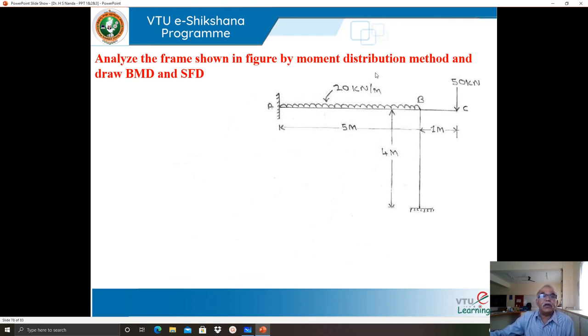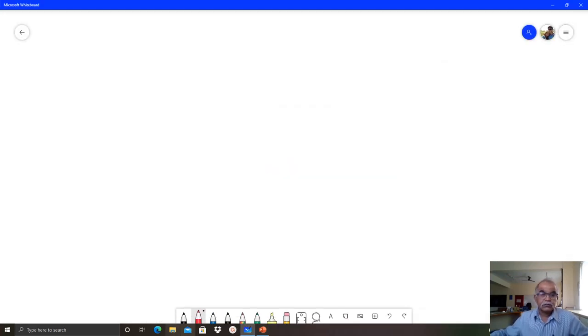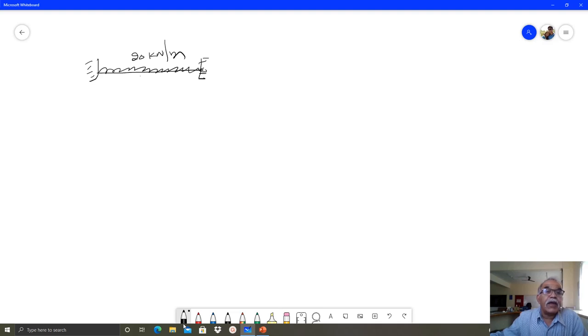To analyze the frame shown in the figure by the moment distribution method and draw SFD and BMD. As usual, here is member AB, assume it as fixed, subjected to UDL of magnitude 20, the span is 5 meter, and on this vertical member there is no loading.